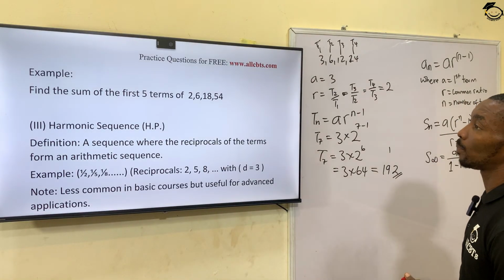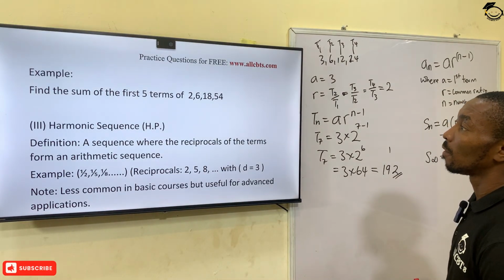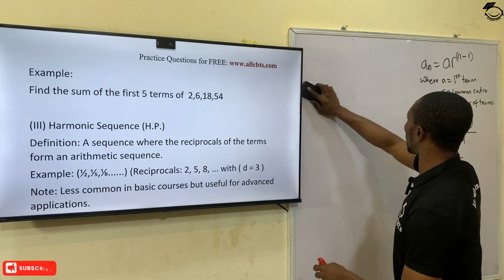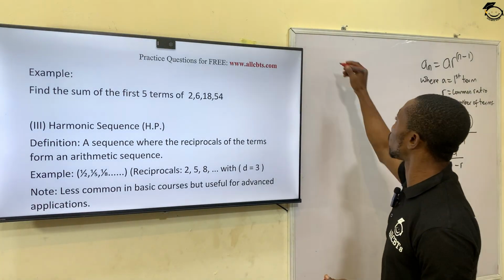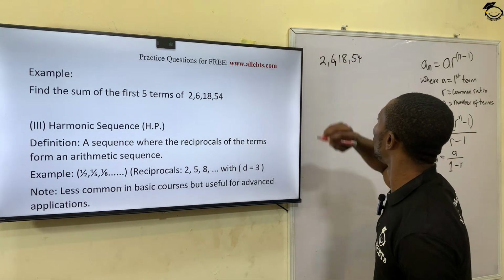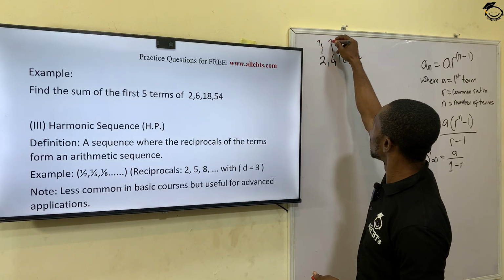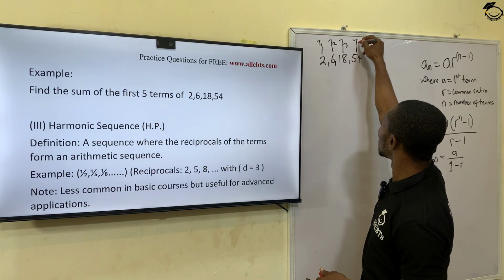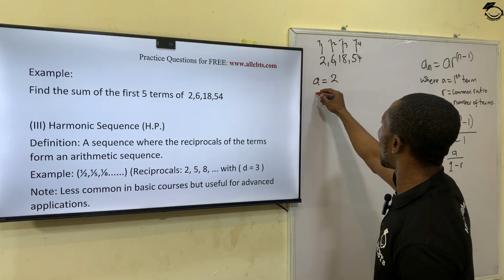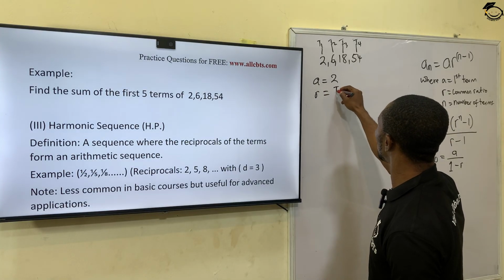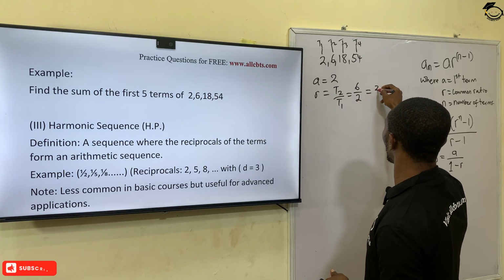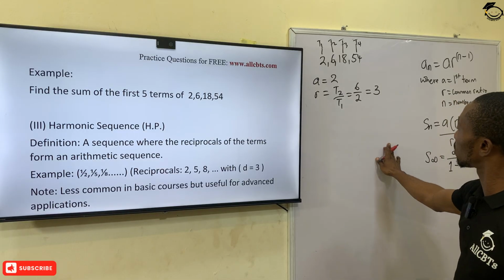Now, the next example says, find the 5th term of this sequence. If we are looking at our sequence, we have 2, 6, 18, and 54. Now, this is T1, T2, T3, T4. So our first term here would be 2, okay? And our common ratio would be T2 over T1, which is 6 over 2, which will give us 3. So our common ratio here is 3.